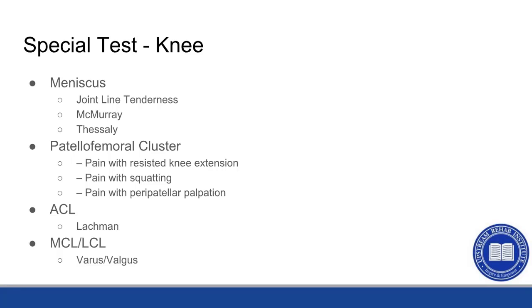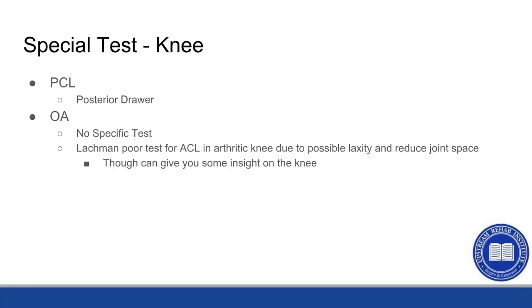MCL and LCL, varus and valgus. For the PCL, posterior drawer. And then finally for OA, there's no specific test. There is the Altman criteria. But keep in mind, too, when you're testing through these, we'll go through a couple.